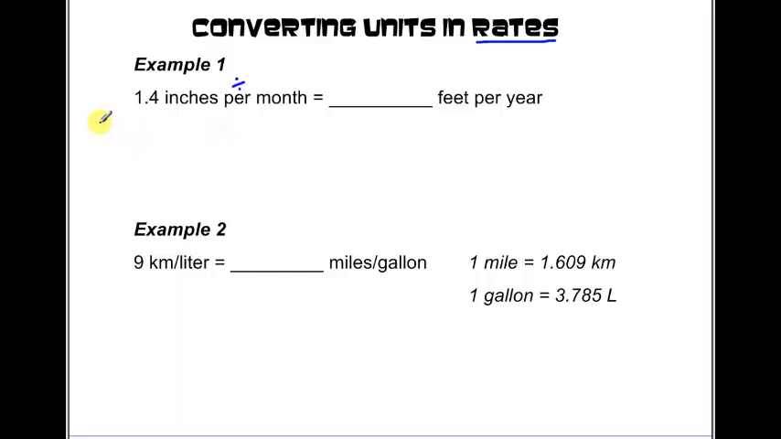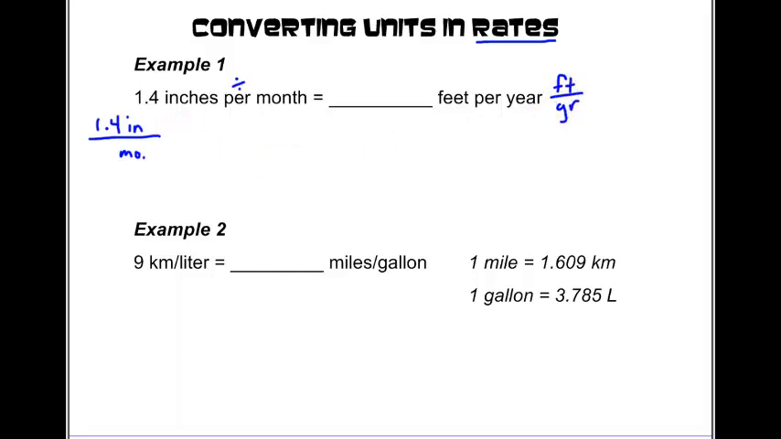And what you're going to do is you're going to rewrite your original information in fraction form. So it's 1.4 inches per, or divided by, months. And you can put in the 1 month if you want, but I'm not going to. All right, we're going to convert that to feet per year. So again, our goal is to get that into feet over years so that we can say feet per year.